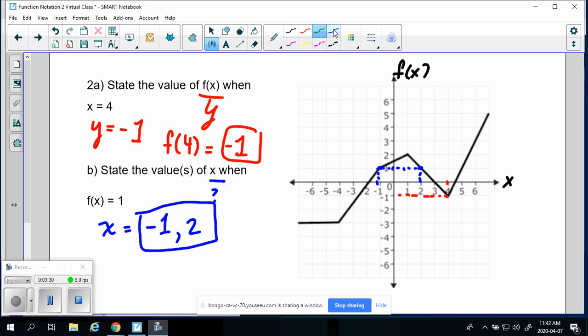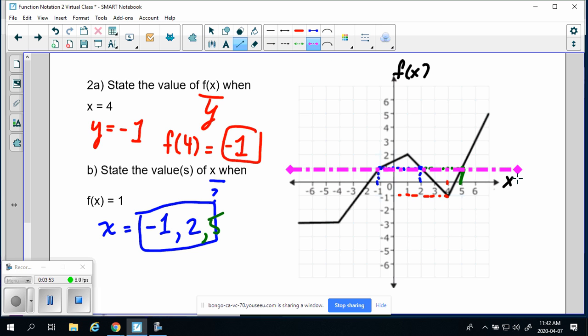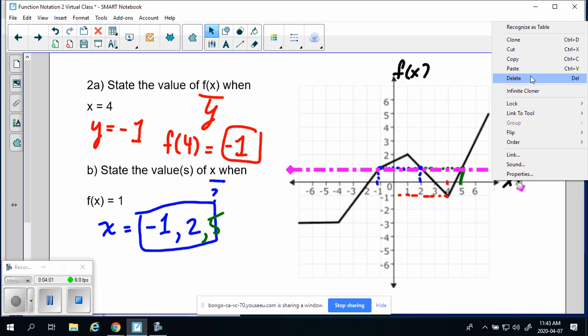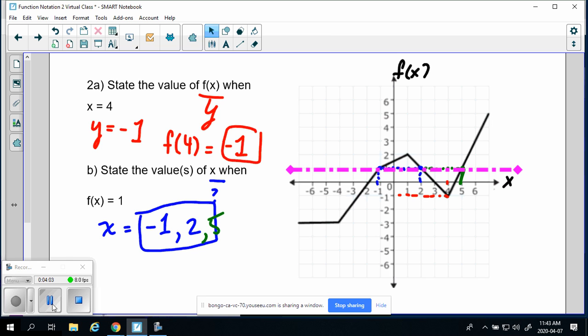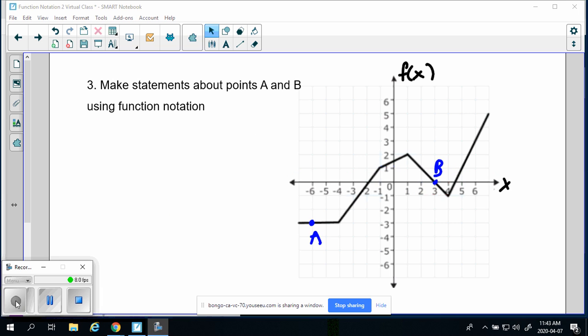A student just pointed out that I missed one, because if you're looking at 1 down here, there's actually another value of x that it hits right there, which is at the number 5. So actually there are 3 values of x that get hit. When they give you a y value, you have to draw a line right at that y value, and record all the values of x that get hit by that y value. So just be careful of that. I actually missed the third one, and a student caught it. So there are 3.